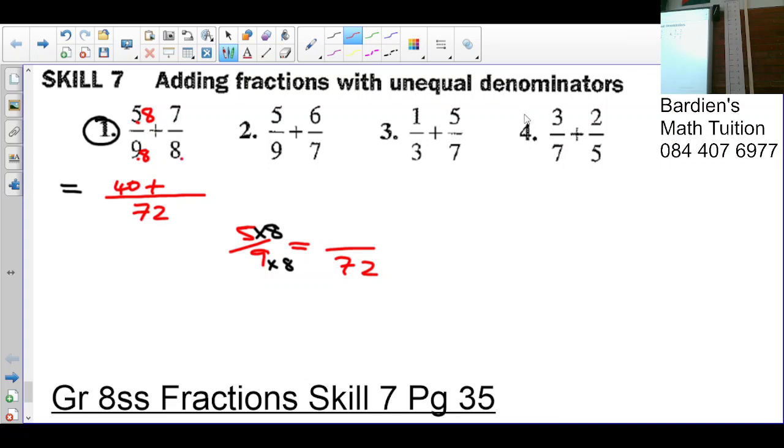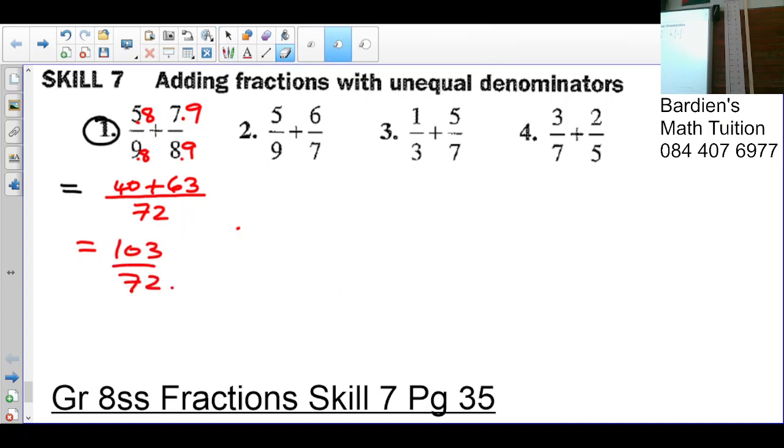Now 8 multiplied by what is 72? 9. So you multiply the numerator also by 9. Why are we multiplying the numerator? To get equivalent fractions. Can you see that, people? So what's 9 times 7? 63. And what is 40 plus 63? 103 over 72. You can leave your answer in that form.